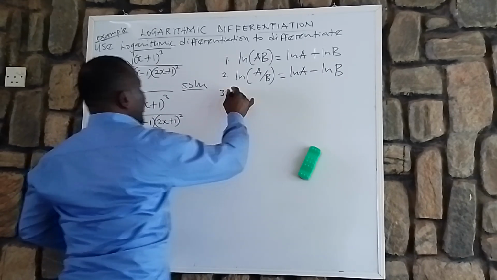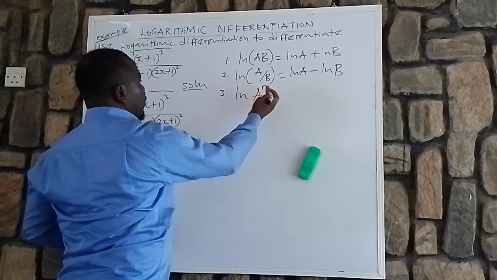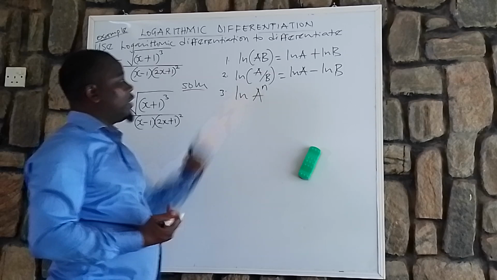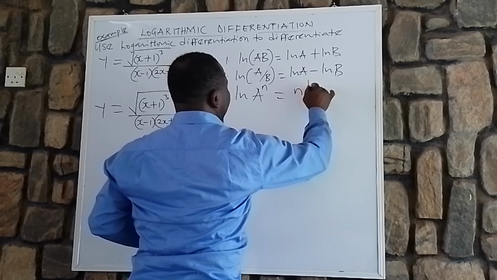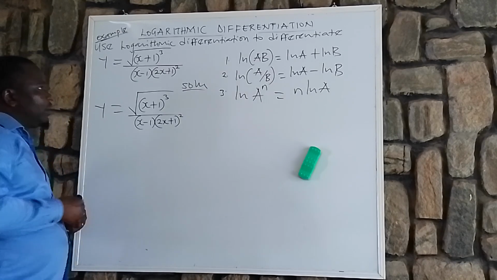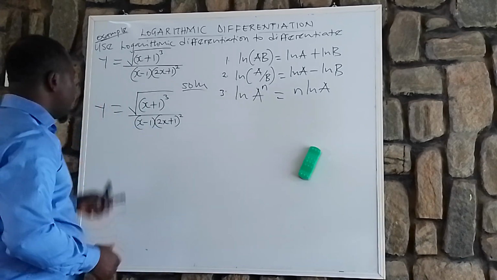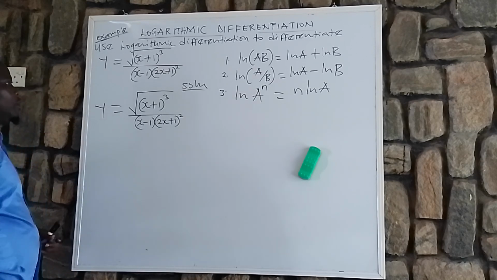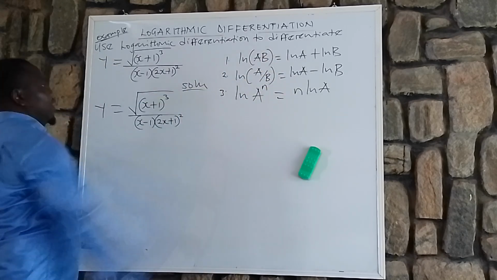Then 3. If we have ln of A raised to the power of n, this n could be valued either as 3, 2, or half, 1 over 2, and 1 over 3. This implies that you can express it as n ln A. So this will help you to differentiate the function very well. You must put this at the back of your mind before you know how to use logarithms to differentiate any given function. Now here, you will see that I will apply all of these 3 laws.